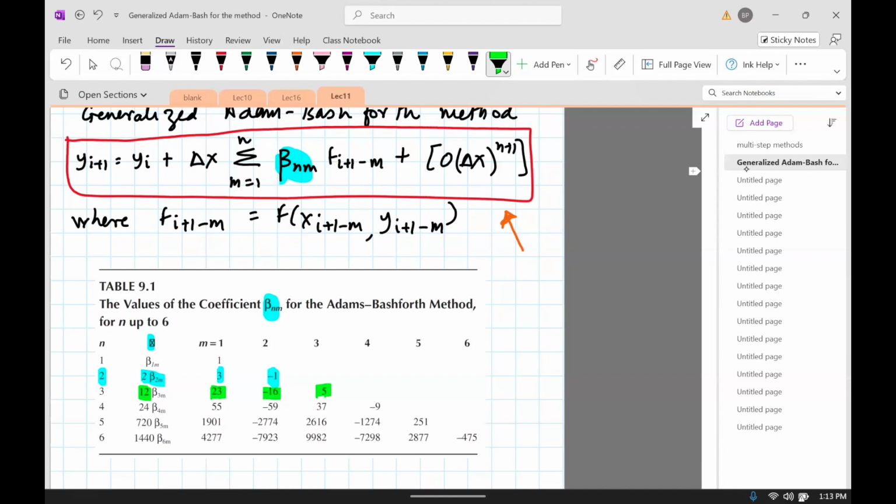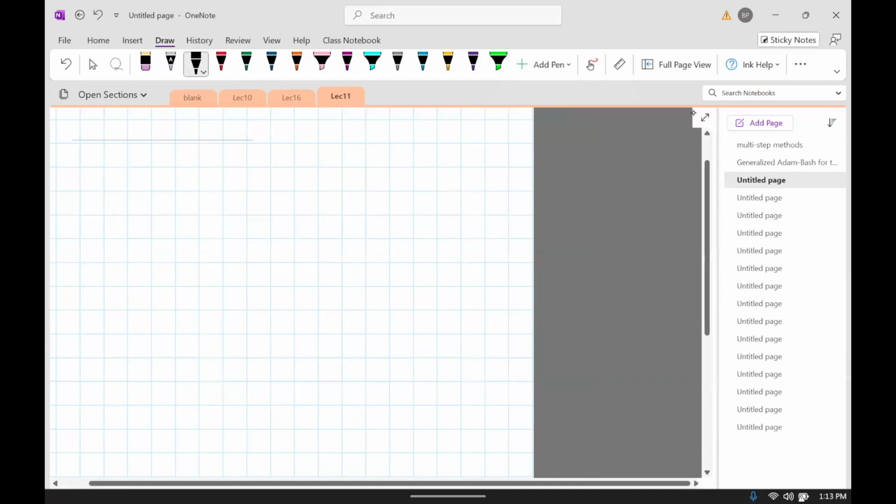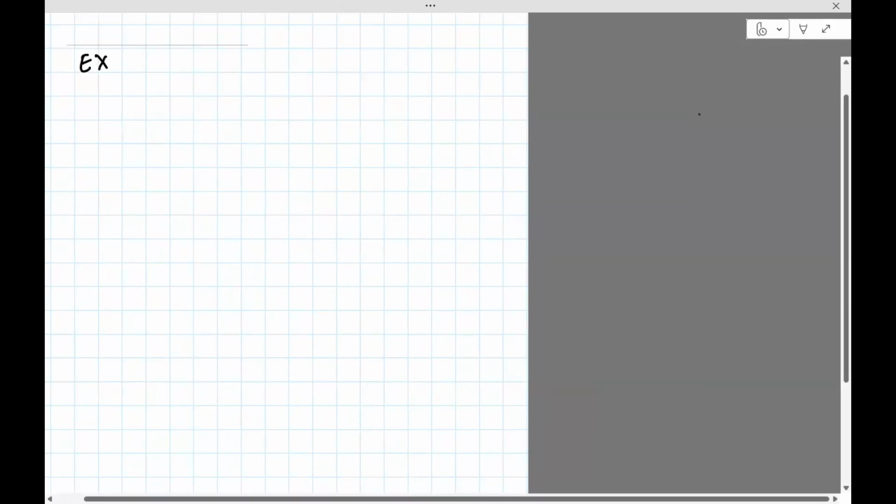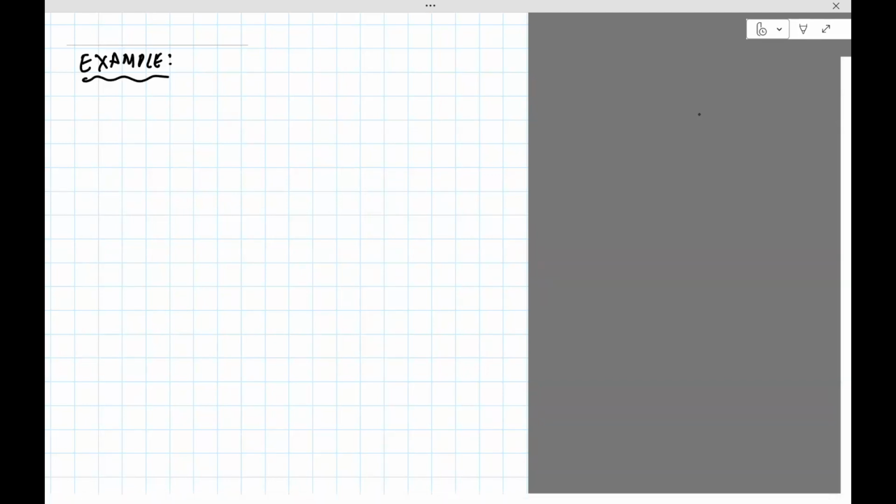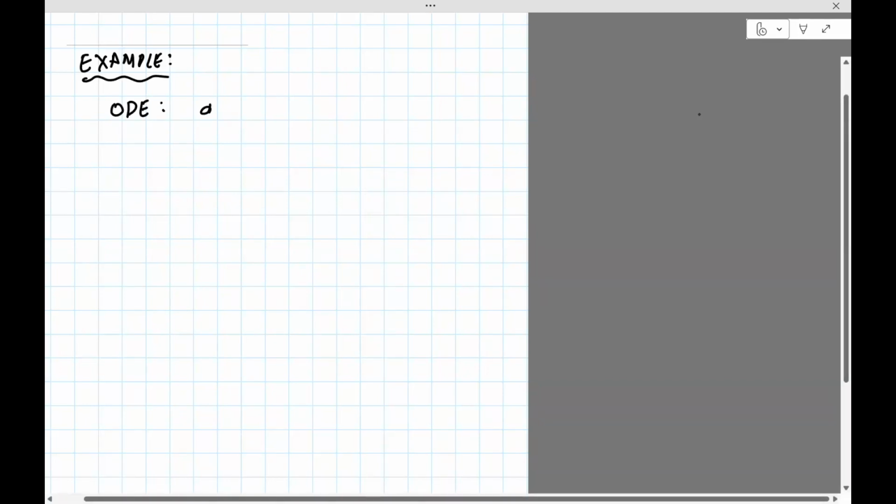Okay, now it's best illustrated through an example. So let's see how to use this method in a problem. Okay, so here is the problem example. So here's the ODE. It's dy dx, which is the same as f of x comma y equals x minus y.